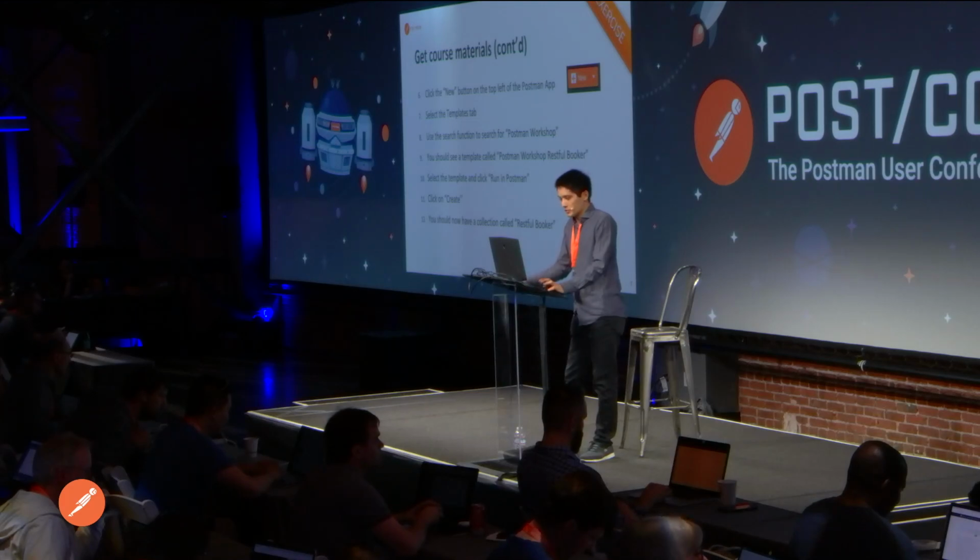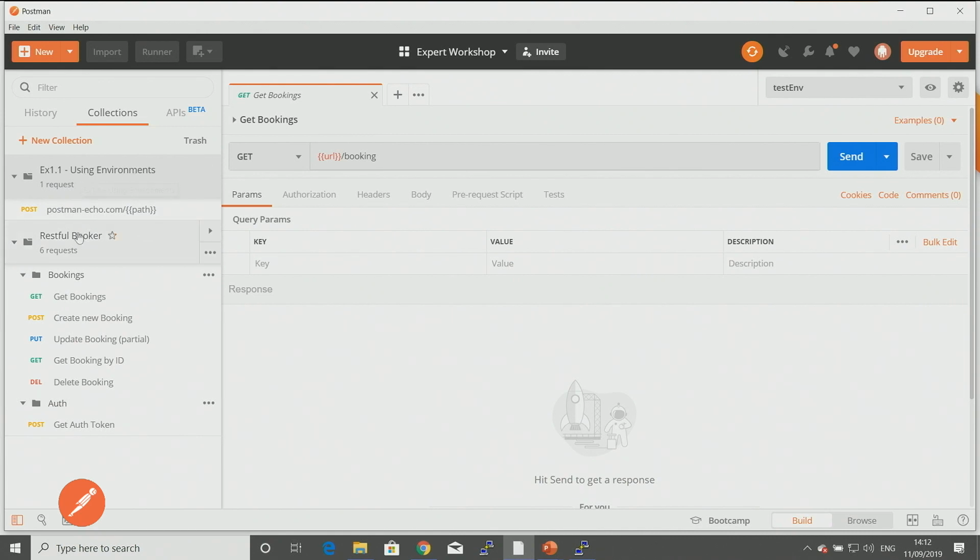So at the end of all this, on your workspace, what you should see is two collections, Exercise 1.1 using environments, and another one called RESTful Booker, and you should have one environment called Test ENV. So if you haven't got all of those, let me know.